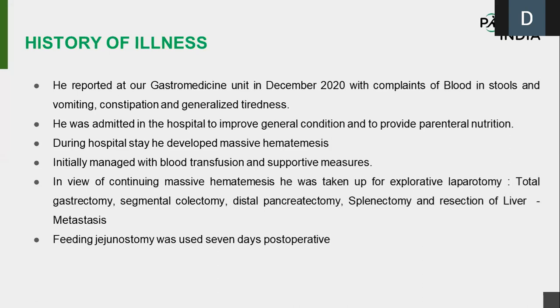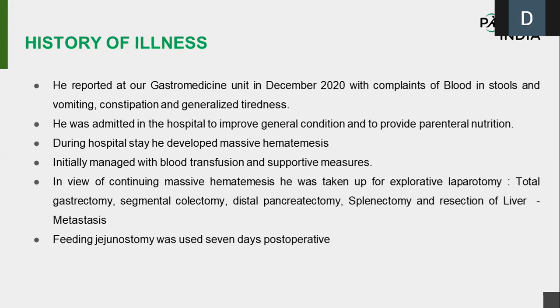But during the hospital stay, he developed massive hematemesis on December 4th. So initially, there was only supportive therapy being given, a little bit of blood transfusion was given, and some vitamin K was given, but it could not be controlled. And in view of this continuing massive hematemesis, he was taken up for an exploratory laparotomy. And during the laparotomy, there was a large mass, and the surgery was actually exhaustive. A total gastrectomy, segmental colectomy, visceral pancreatectomy, splenectomy, and resection of liver metastasis was done. So the patient recovery was okay. The feeding jejunostomy was used 7 days postoperative.